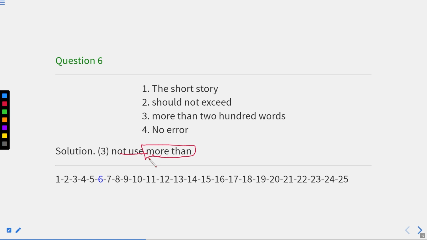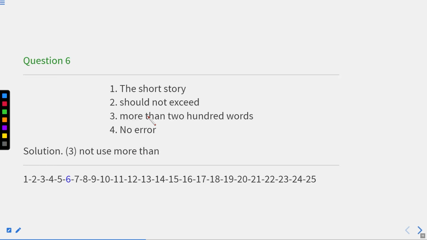Why so? Because exceed always sets a limit beyond which we cannot go. So this exceed sets the limit, after which we cannot go. So "more than" is just superfluous over there. Therefore it is not required. So the correct answer is 3, because this part contains the error.